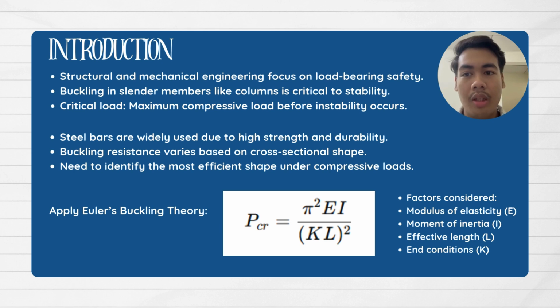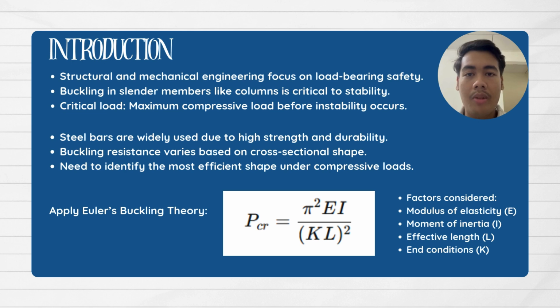For the introduction, structural and mechanical engineering focus on load bearing safety. Second, buckling in cylinder members like columns is critical to stability. Critical load is the maximum compressive load before instability occurs. So the problem statement is steel bars are widely used due to high strength and durability. Second, buckling resistance varies based on cross-sectional shape. Need to identify the most efficient shape under compressive loads.